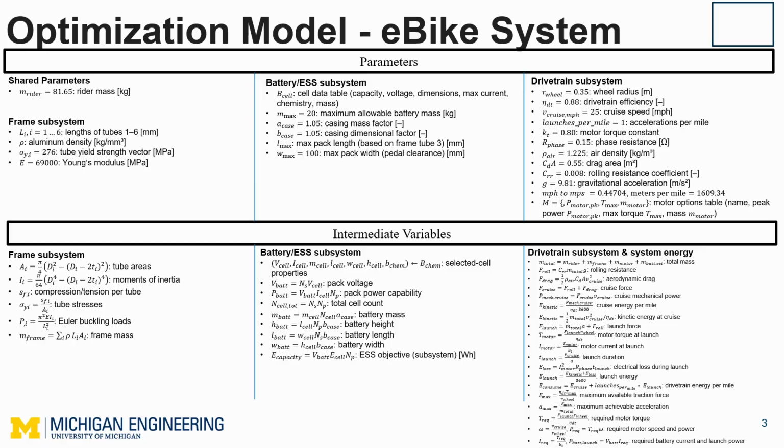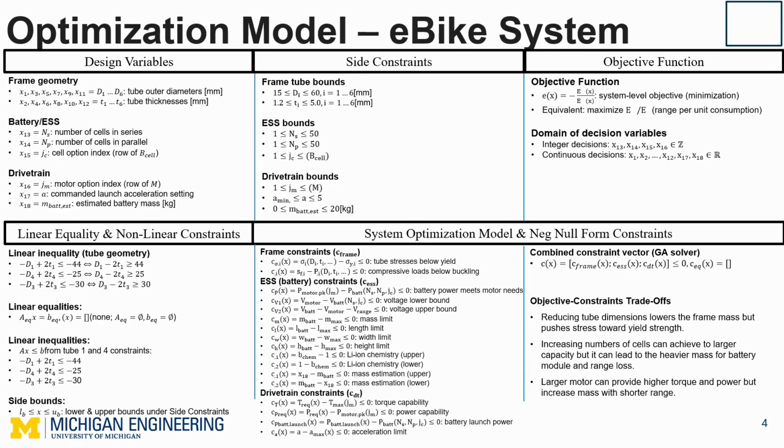On the right is the drivetrain subsystem, including wheel radius, drivetrain efficiency, cruise speed, accelerations per mile, and the motor and vehicle parameters that determine forces, power, and energy use. The lower half of the slide shows the corresponding intermediate variables. Quantities like frame mass, battery mass, and geometry, and drivetrain energy per mile that link these inputs to system performance and ultimately feed into the optimization objective.